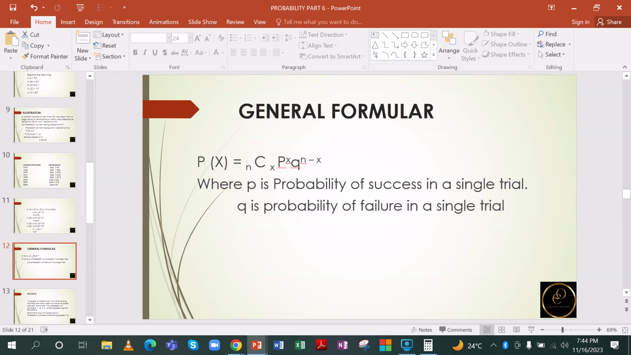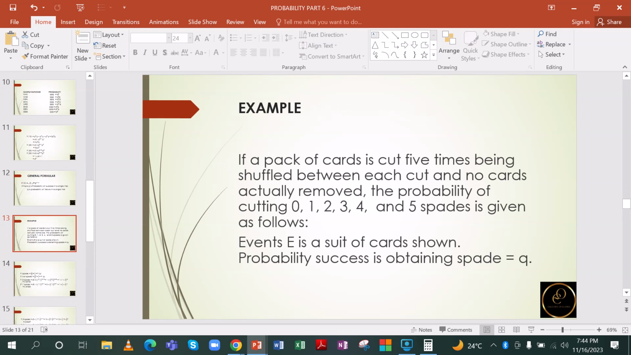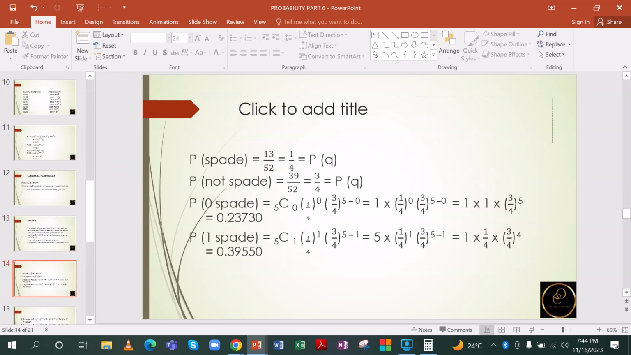Okay, so we are going to make use of this formula whenever we calculate the binomial problem. So let's look at an example, okay, to help us ride on it.